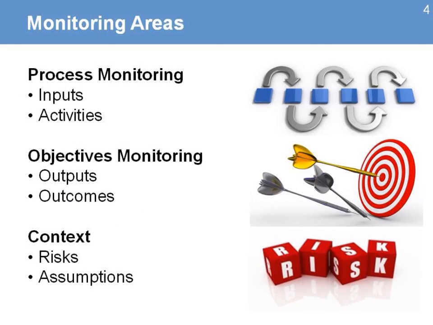The monitoring areas include process monitoring, how we use our inputs and activities in the project. Then we look at objectives monitoring, meaning what is happening as a result of activities, the outputs and outcomes. And then the context. We look at the risks and the assumptions that were identified at the beginning of the project and whether or not these are changing.